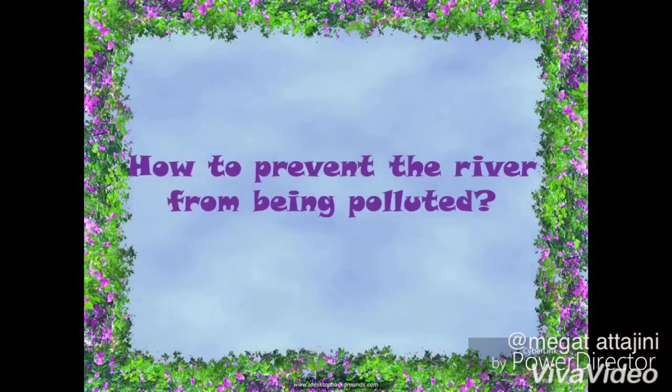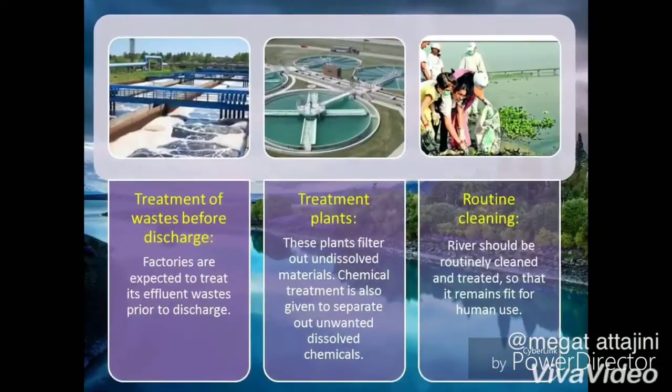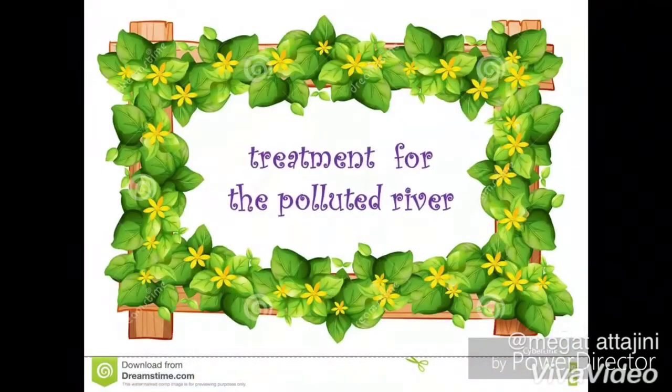How to prevent the river from being polluted? Okay, the first one is treatment of waste before discharge. Factories are expected to treat their effluent waste prior to discharge. Second one is treatment plants. These plants filter out undissolved materials. Chemical treatment is also given to remove unwanted dissolved chemicals. Third one is routine cleaning. Rivers should be routinely cleaned and treated so that they remain fit for human use.